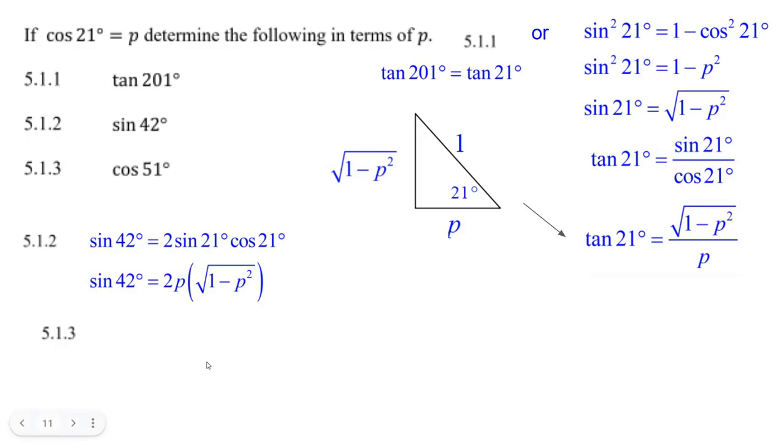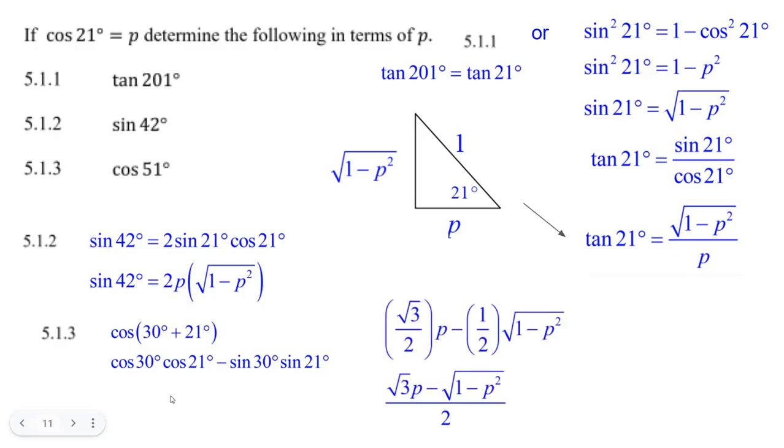What about the cos of 51 degrees? Well, that's a little bit different. Let's see what I did. Well, I'm looking at 51, and I'm thinking, what would it have to do with 21? Well, isn't it 21 more than 30? And the cos of 30 degrees, we know what that is. We can do it without a calculator. It's root 3 over 2. We know the cos of 21 is p.